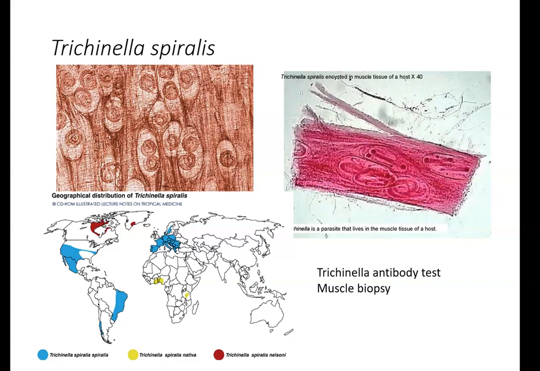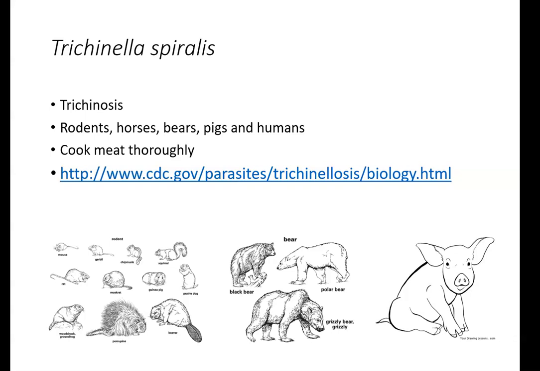And then the adult can... sorry, I don't have the life cycle on here. Then that little worm will become an adult, and it gets carried all the way through, and the adult female can produce more larvae, and then they go into the circulation. They carry throughout the body.